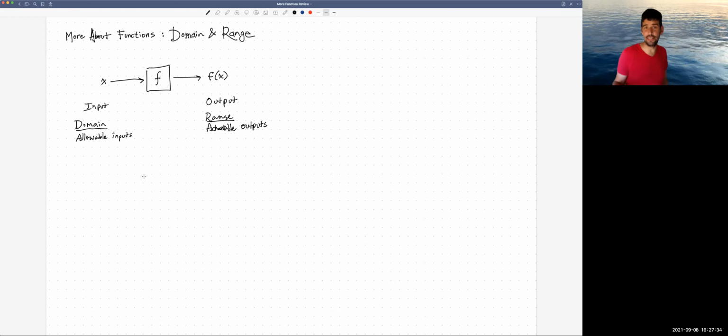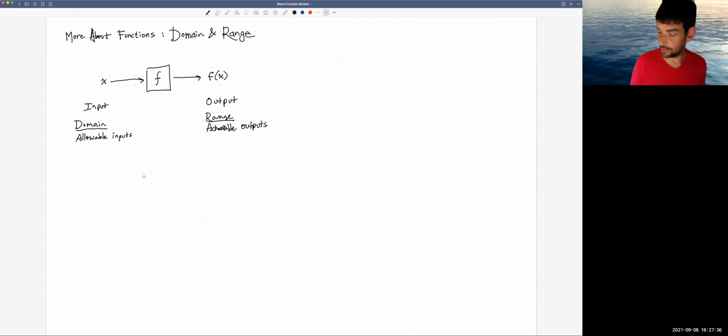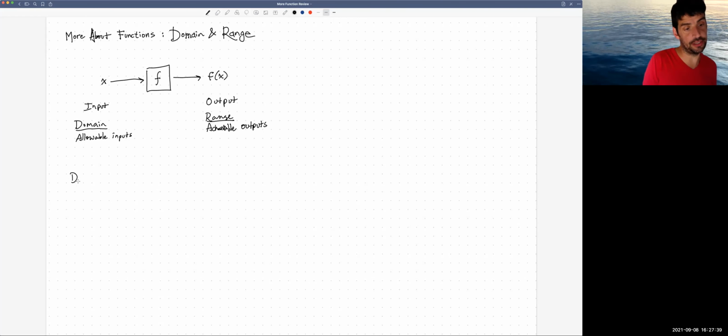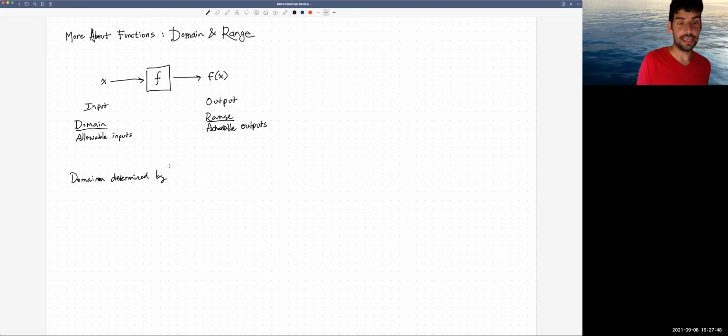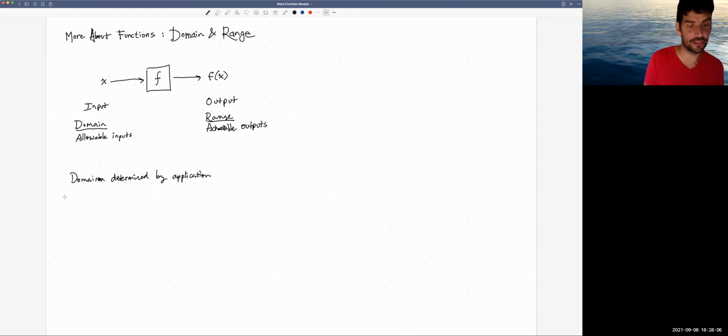The probably easier one is when our domain is determined by, let's say, the real world. Let's just say by the application, what it is we're trying to do with it. So here, let's do a quick example of this.